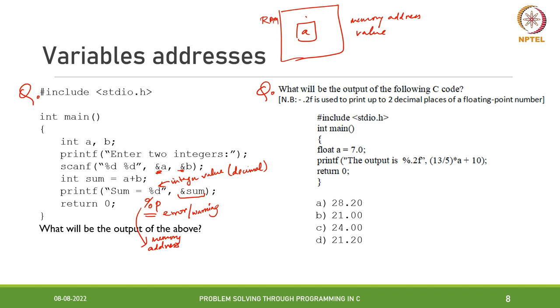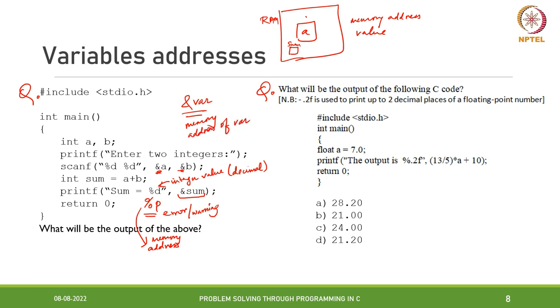I'm adding up the values of A and B, and storing the result in a variable called sum. Now sum is also present somewhere in the RAM. That is a memory space that has been allotted to this variable. Then I tried to print not the value, but the memory location of this variable sum. That is why I used this ampersand. When you write ampersand then variable, it will give you the memory address of the variable.